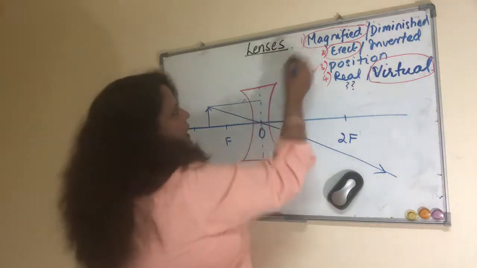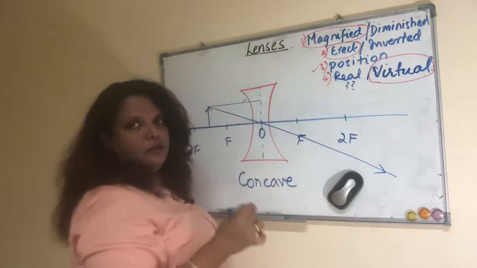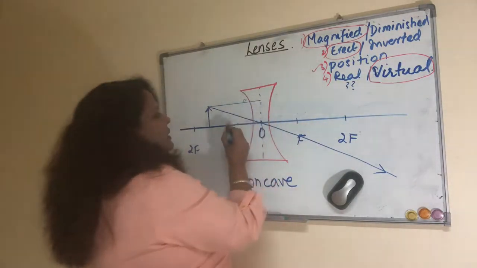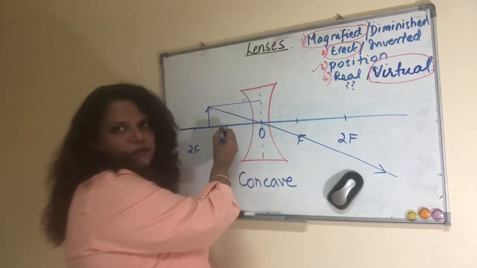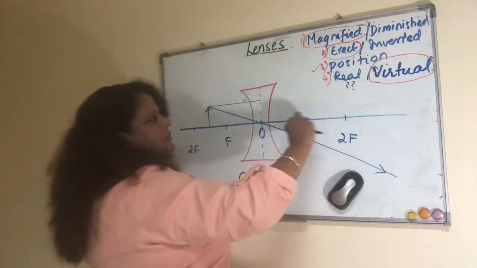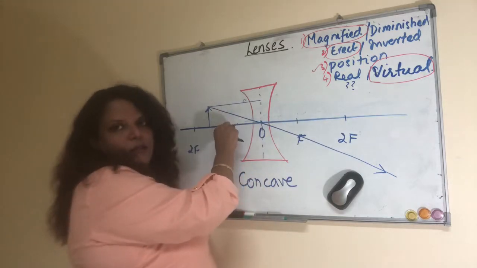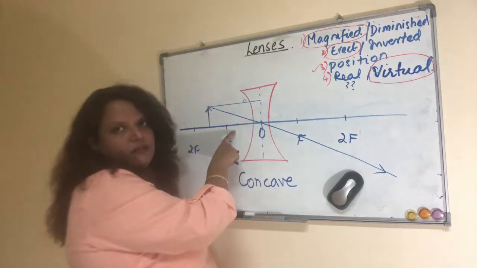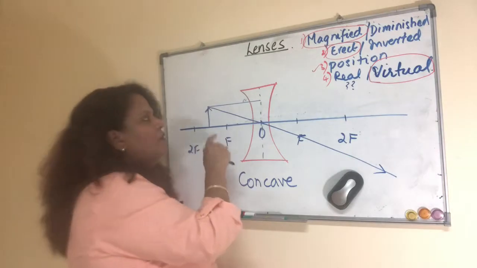Don't just draw randomly in any direction. No, this light ray will appear to come from the focal point. That's the property of the concave lens. All these light rays will diverge so that when you extend them back, they will all meet at the focal point on this side, which is also referred to as the virtual focal point.